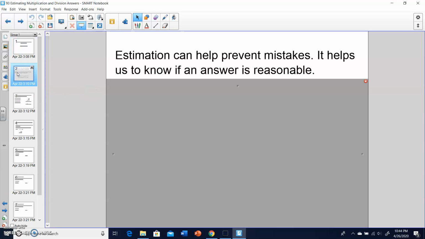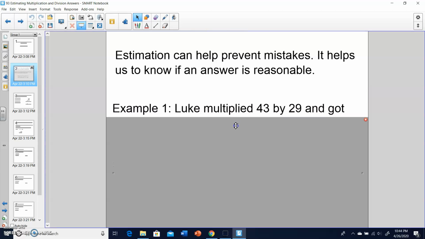Estimation can help prevent mistakes and help us to know if an answer is reasonable. So if we first estimate something, we'll know what our answer should be close to. If the answer is not close to it, then we probably did something wrong.